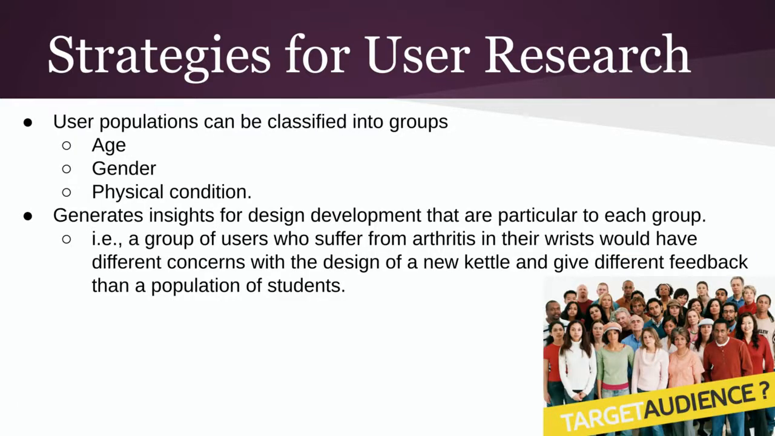Strategies for user research. User populations can be classified into groups by age, gender, physical condition. This generates insights for design development that are particular to each group. For example, a group of users who suffer from arthritis in their wrists would have different concerns with the design of a new kettle and give different feedback than a population of students.